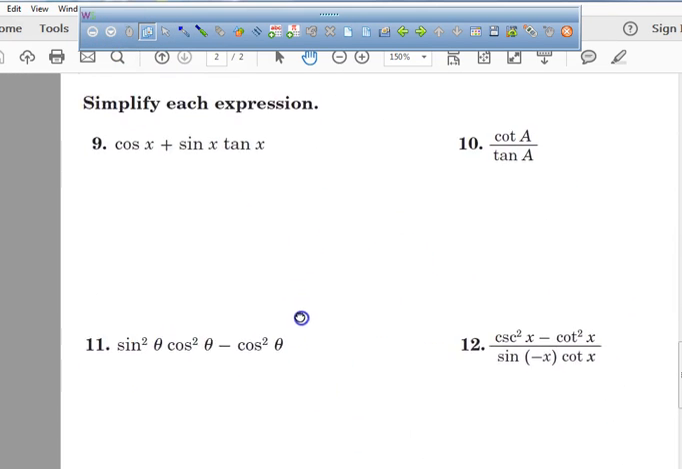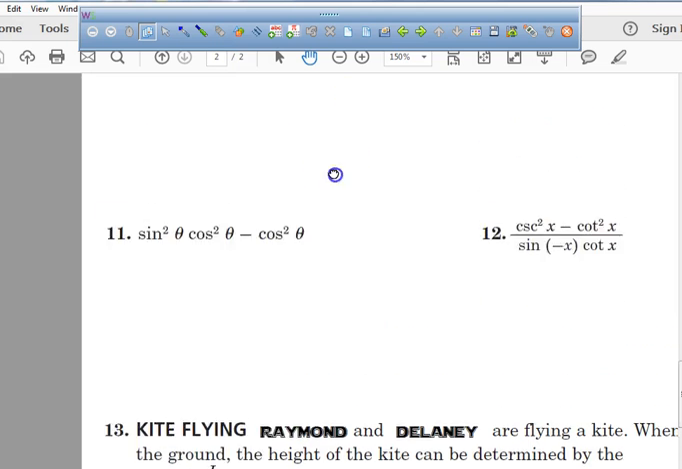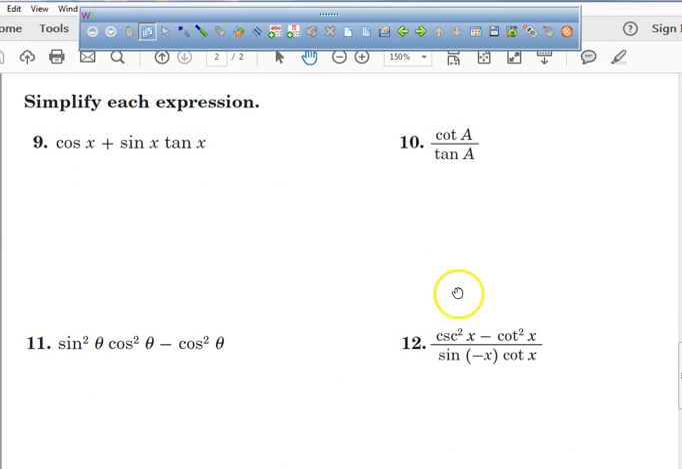I like number 13. You like number 13? All right, we'll get down to Raymond and Delaney here in a little bit. All right, number 13. All right.